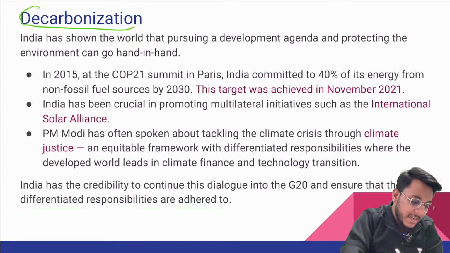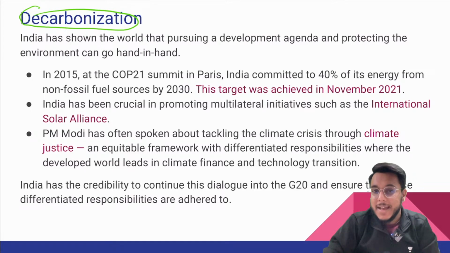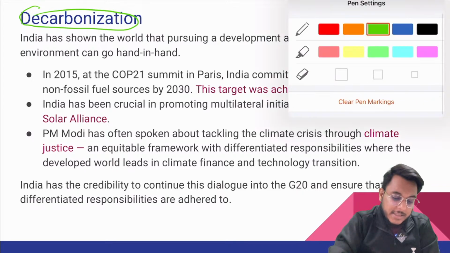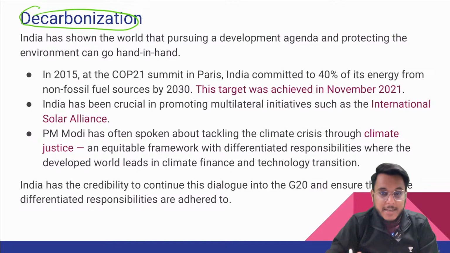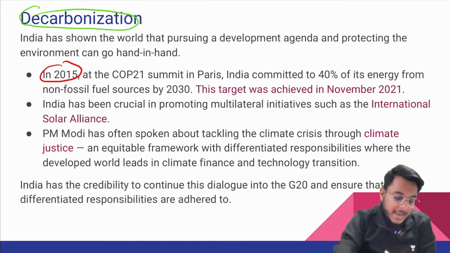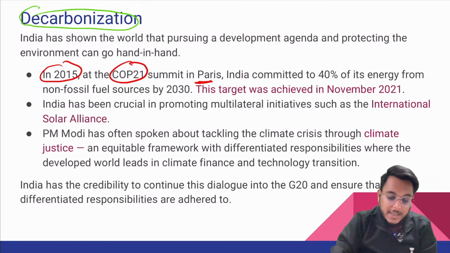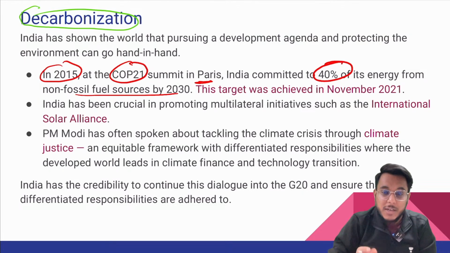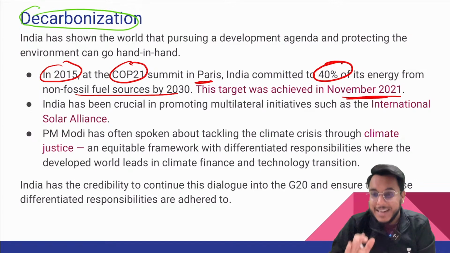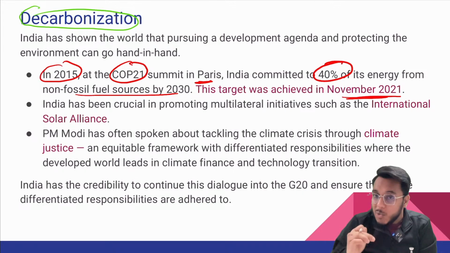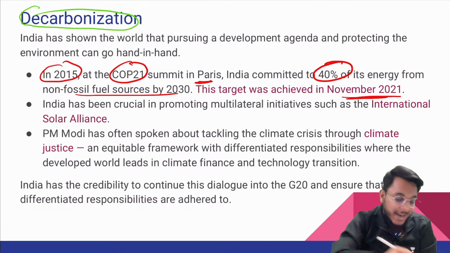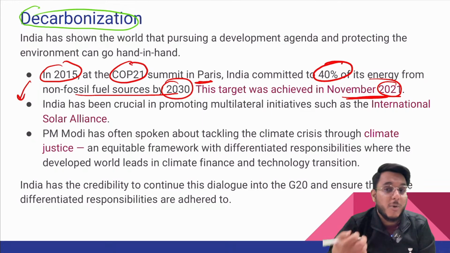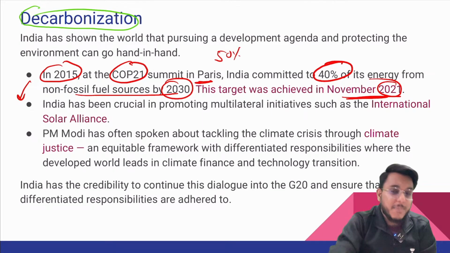Further, on the decarbonization front also, India has done some really good work. First of all, India has taken some very ambitious targets. For example, in 2015 at COP21 held in Paris, India committed that 40% of its energy would come from non-fossil fuel sources by 2030. This target was already achieved in November 2021, and as of 2022, around 41% of India's electricity is coming from renewables. We achieved this target before time; it was to be achieved by 2030, but we achieved it in 2021. So India has set a new target that 50% of its electricity will come from renewable energy sources.